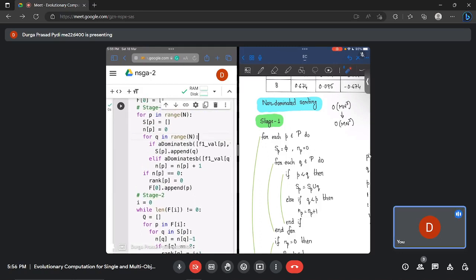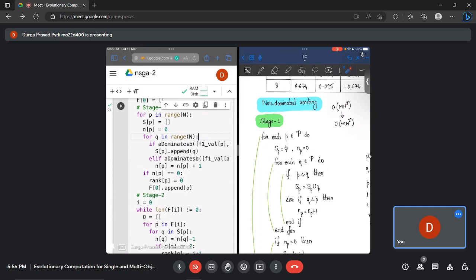So if A dominates B, first I give the parameters as P comma Q. Then if it so happens, as per our algorithm, you should take a union of S_P and Q. So that is this append statement. If it so happens Q is dominating P, I use the same function, but instead of P comma Q, I will be passing Q comma P. That's the only difference.